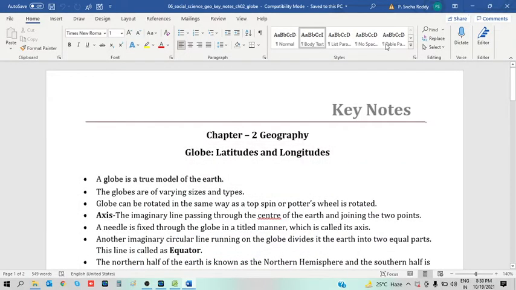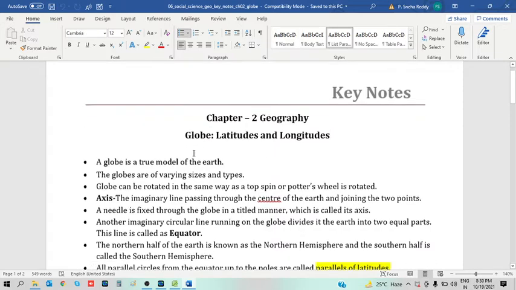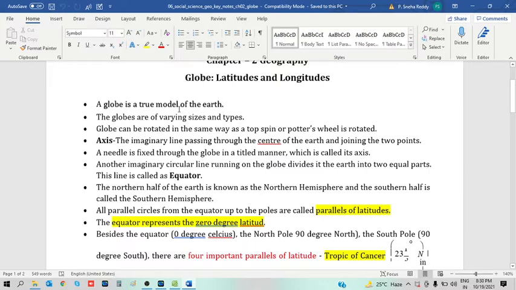Hello, Namaste. Now I will discuss 6th standard geography, Unit 2: Globe, Latitudes and Longitudes. It's very important for understanding latitudes and longitudes.